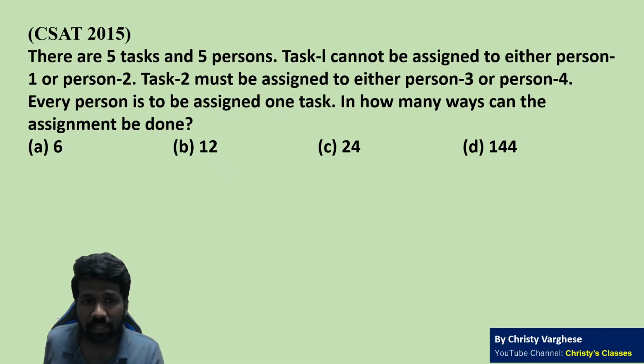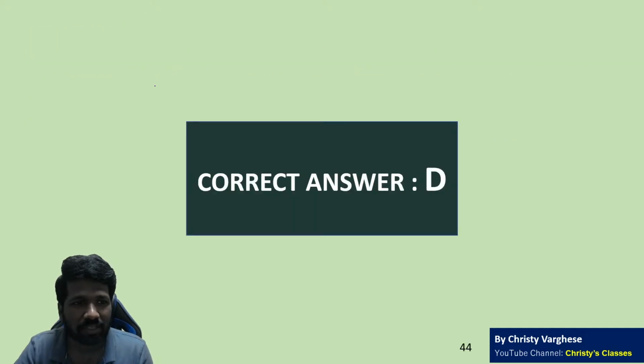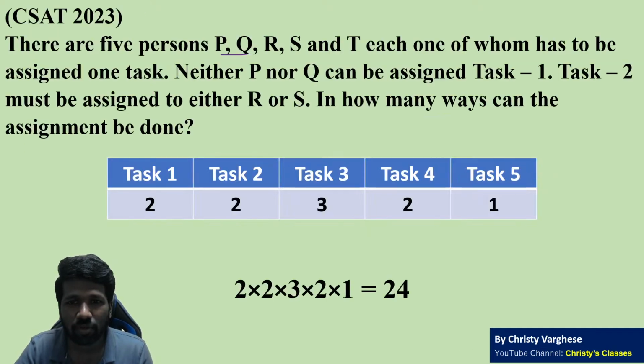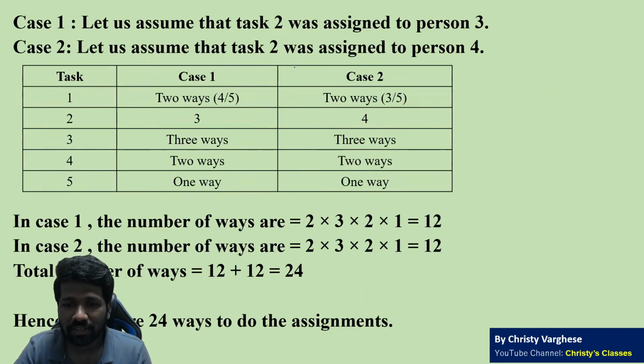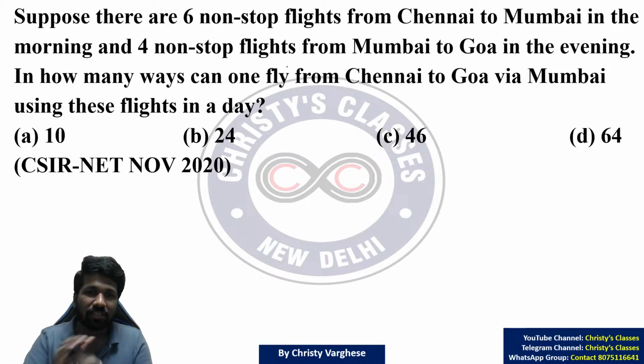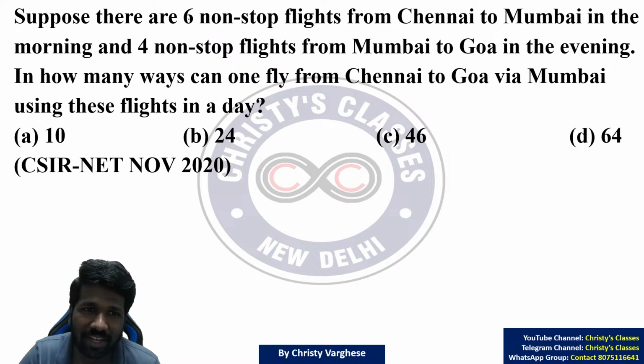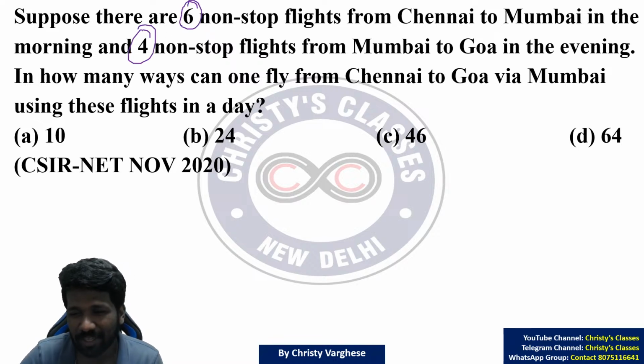This was asked multiple times. In CSAT, it was asked in 2015, almost the same question, just with person 1, person 2, person 3, person 4, person 5 replaced by P, Q, R, S, T. So you can do it that way. For other exams also, these kinds of questions are quite common. CSIR NET aspirants who are attending this lecture, the UPSC question was repeated in your paper. That is why in these exams many questions are similar.